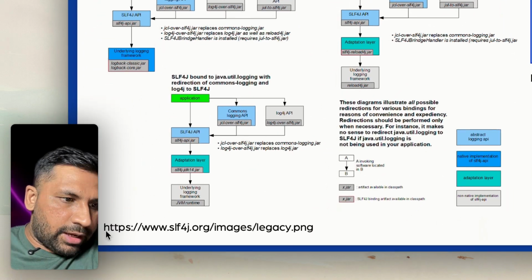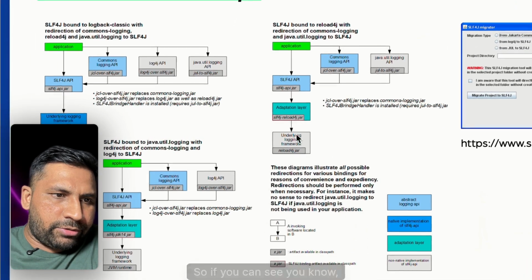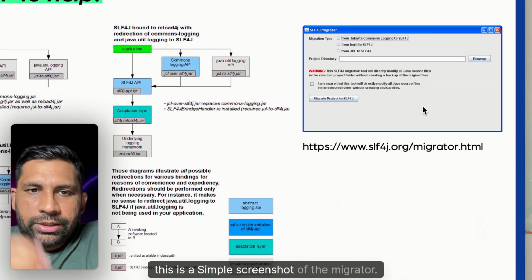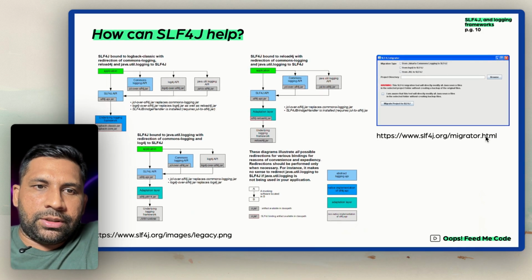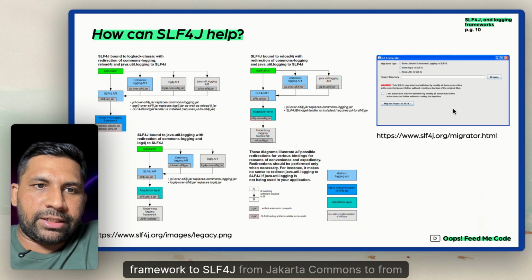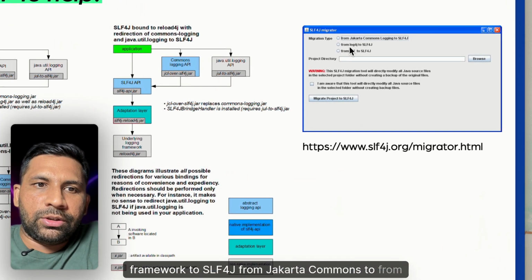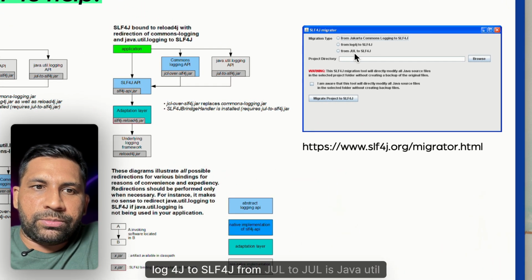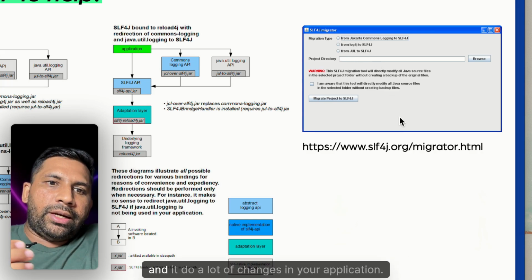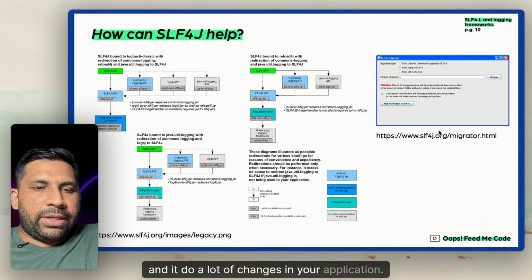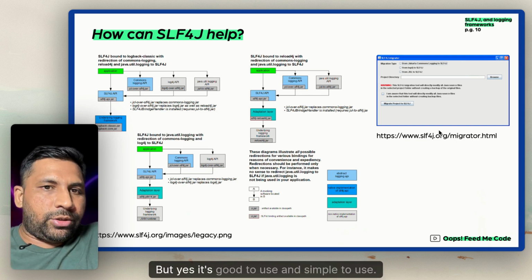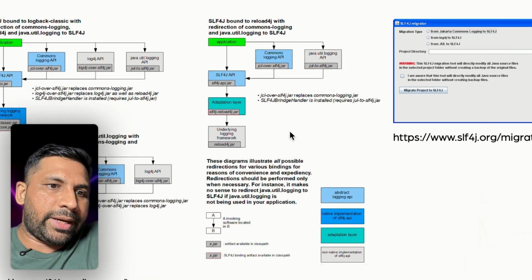Here, I will add the link in the description. If you can see the zoomed view of this image, this is a simple screenshot of the migrator. You run this tool, and it helps you move from one framework to SLF4J, from Jakarta Commons, from Log4j, from JUL, which is the Java Util Logging framework, to SLF4J, and it does a lot of changes in your application. Not super complex stuff, but yes, it's good and simple to use.